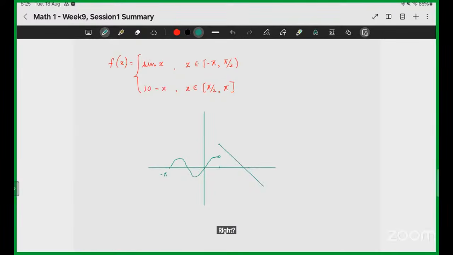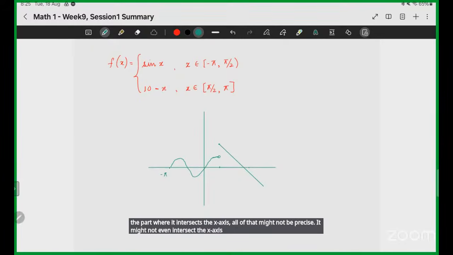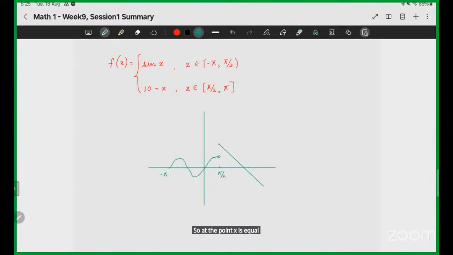Yes, sir. The part where it intersects the x-axis, all of that might not be precise. It might not even intersect the x-axis. It will not intersect the x-axis before it hits pi. So forget about all of that because we are only concerned about the point x is equal to pi by 2. So at the point x is equal to pi by 2, the function value is something like 10 minus pi by 2, right?